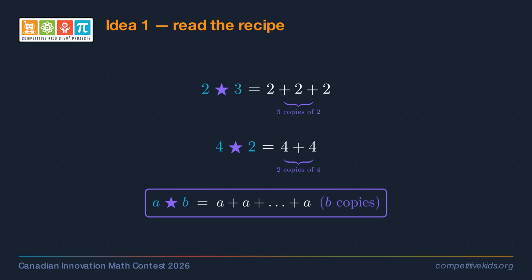The pattern shows up. The second number tells you how many copies of the first number to add. So A star B equals A added B times.